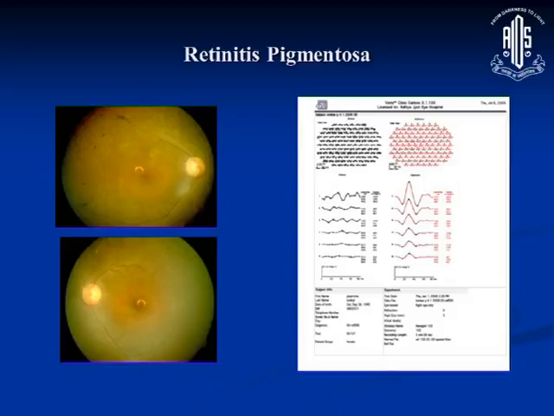Retinitis pigmentosa, as we can see, the full-field ERG is flat almost in all cases. But in multifocal ERG, if you see the central response, the first three waves come from the central retina, 5 to 10 degrees and 10 to 15 degrees. The central part of the retina is still functional in retinitis pigmentosa.